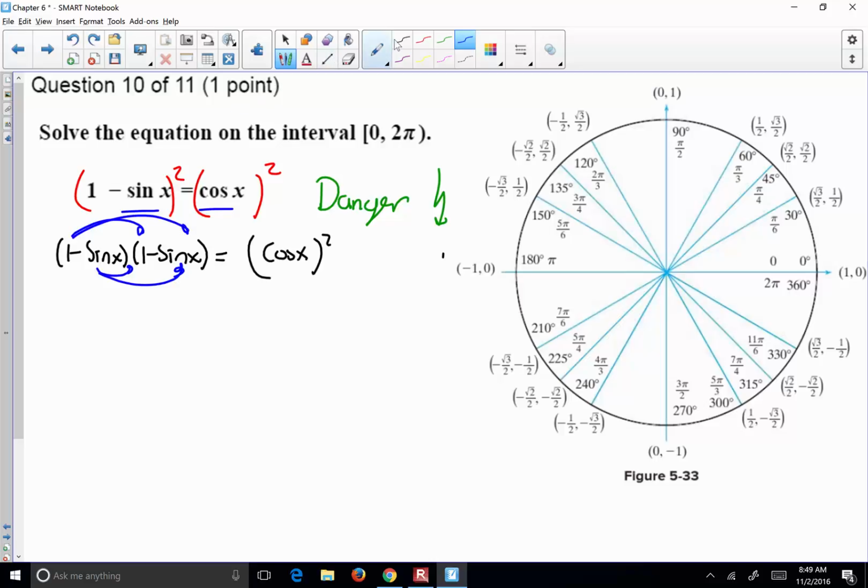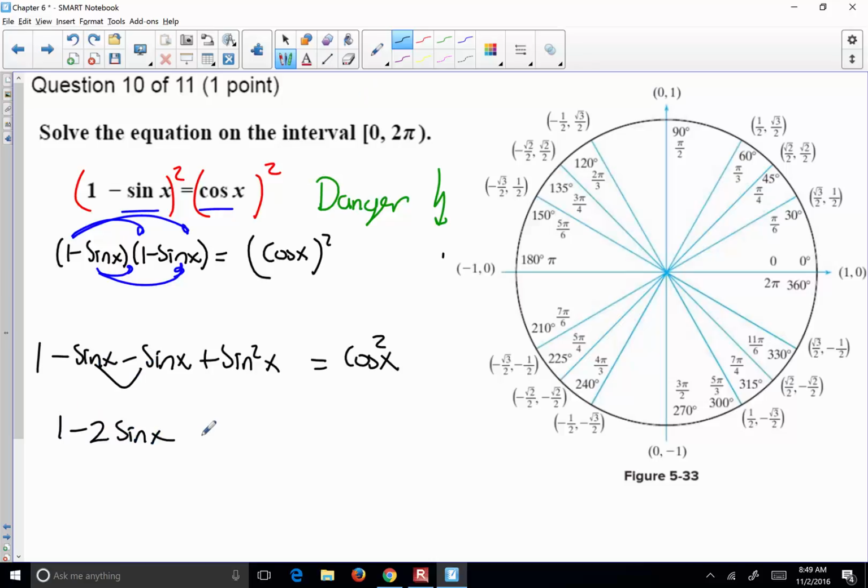1 plus sine squared was wrong. 1 times 1 is 1. 1 times minus sine x is minus sine x. Minus sine x times 1 is minus sine x. Minus sine times minus sine is positive sine squared. We were right about the 1 and sine squared, but there are 2 more terms. Actually, there is one term. When you combine this, it turns into 1 minus 2 sine x plus sine squared x.